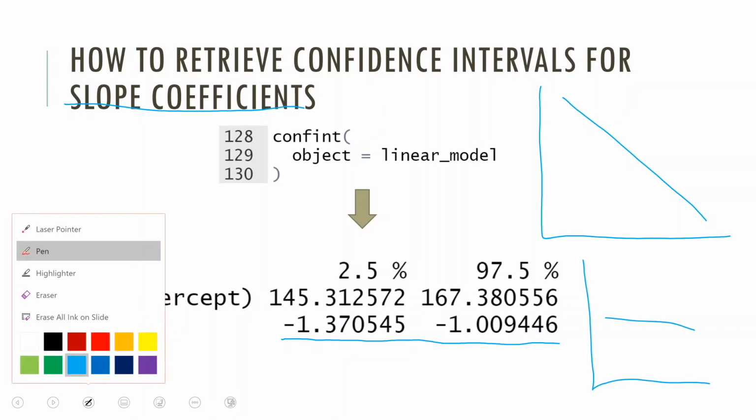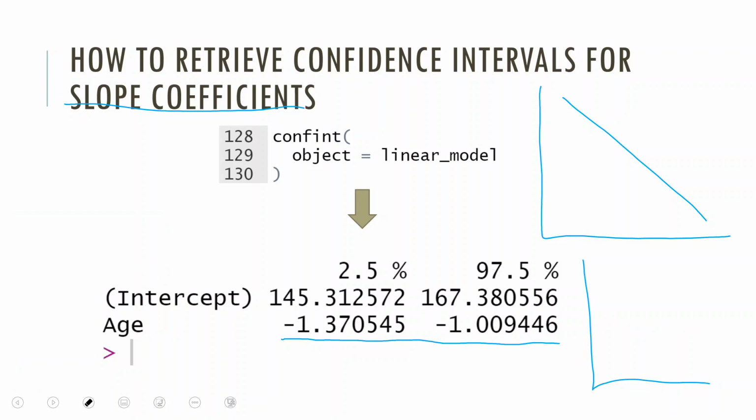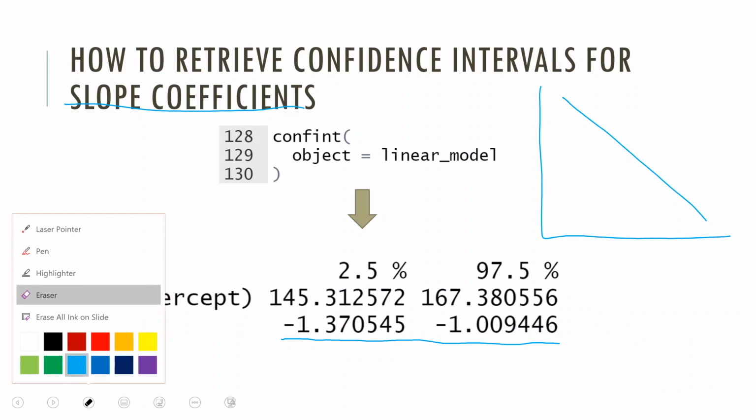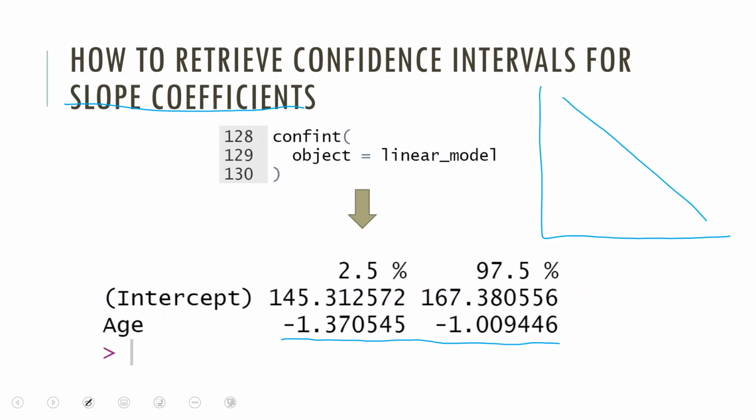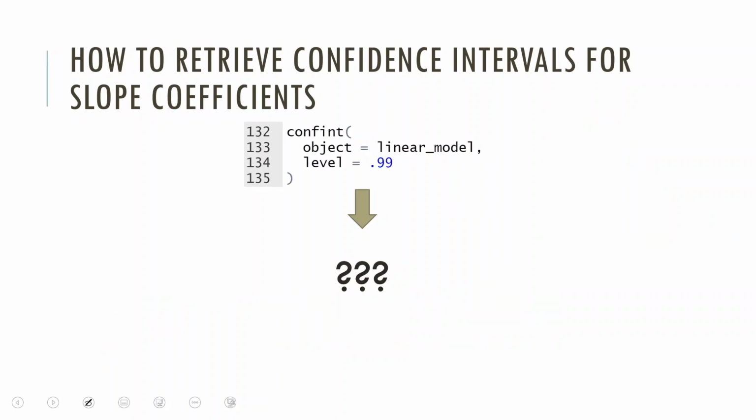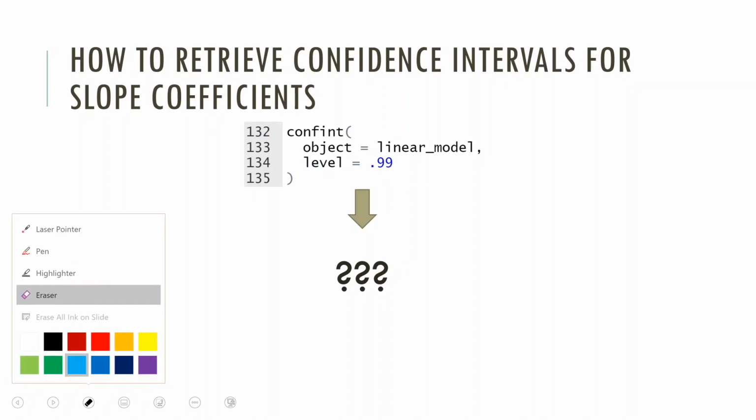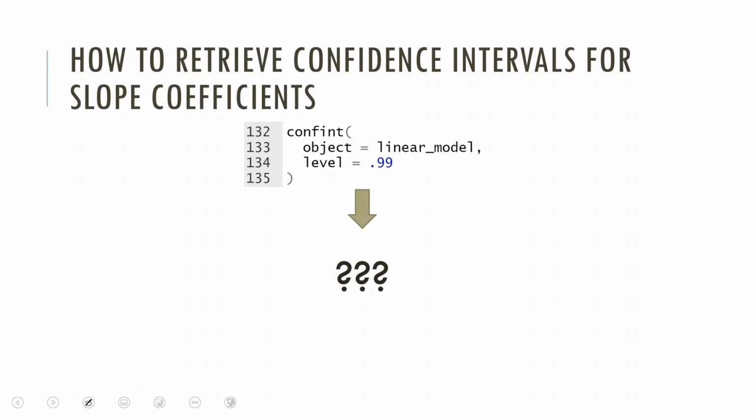So that's good for us. We know that 0 is nowhere in the interval, and that means that our p-value is going to be way less than alpha, which is good, way less than 0.05. But let's say that we wanted to change up the level, and we're changing it to 0.99. So we have a confidence level of 0.99. Well, what's going to happen?